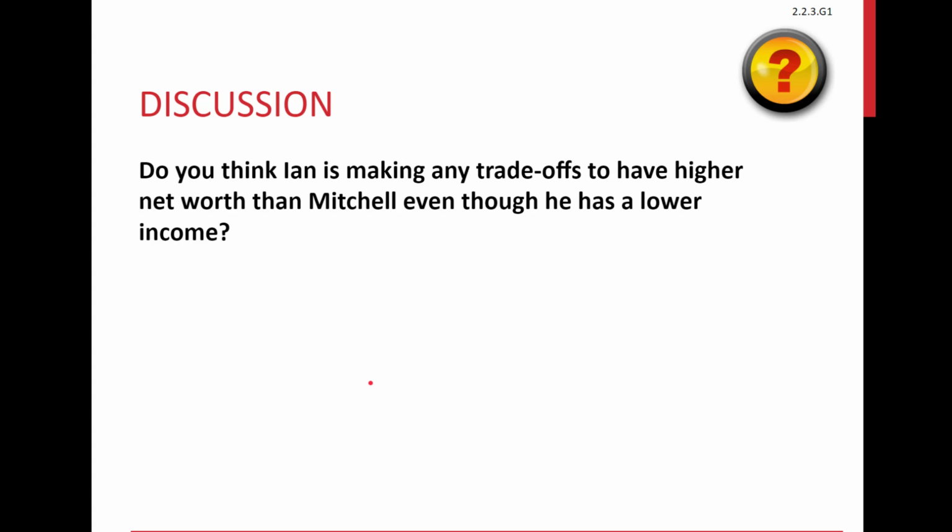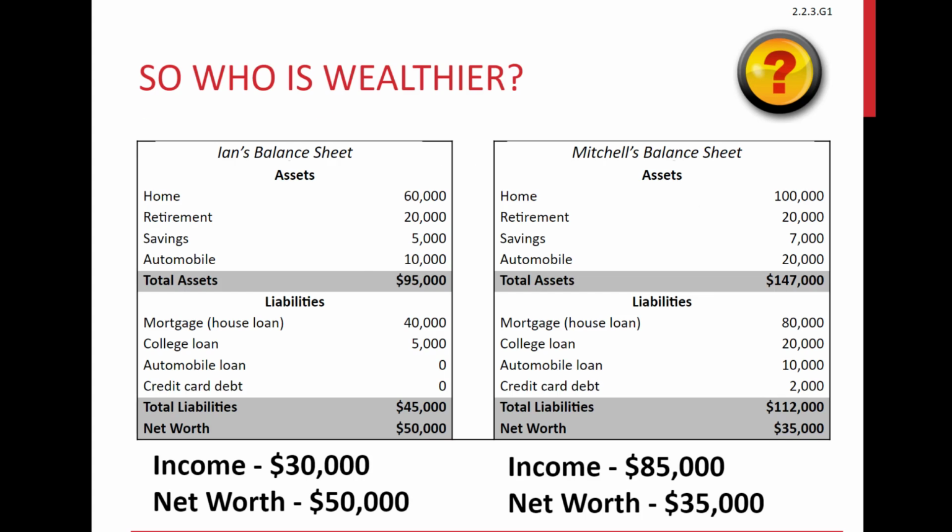So, do you think Ian is making any trade-offs to have a higher net worth than Mitchell, even though he has a lower income? He is. His house is worth less, so maybe he has a smaller house. His car isn't worth as much, so maybe he bought an older car. So let's get some other trade-offs. We'll go back here. Right? So his house might not be as big. His car maybe is not as new.